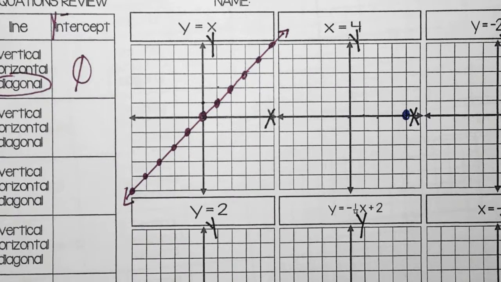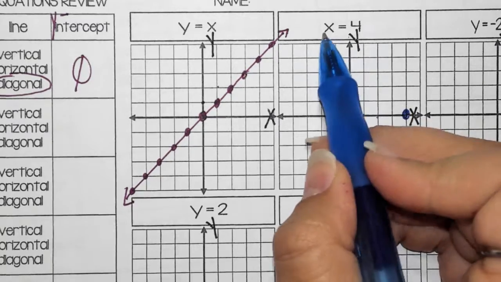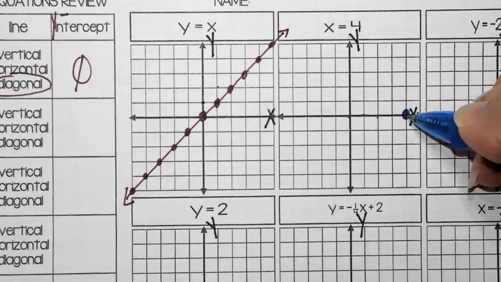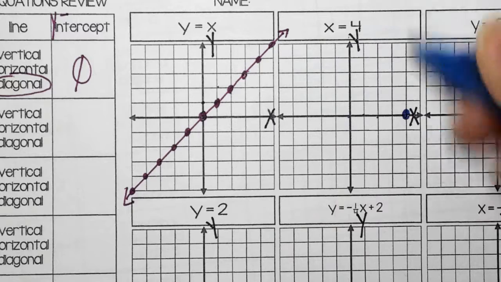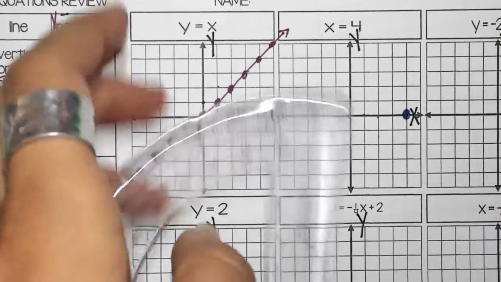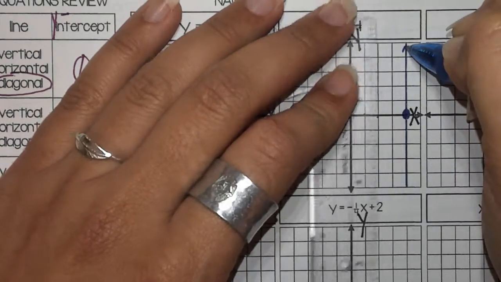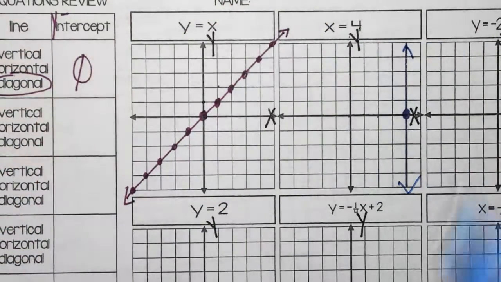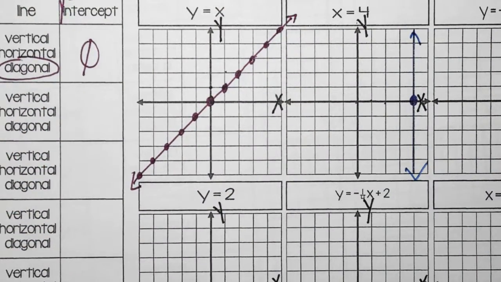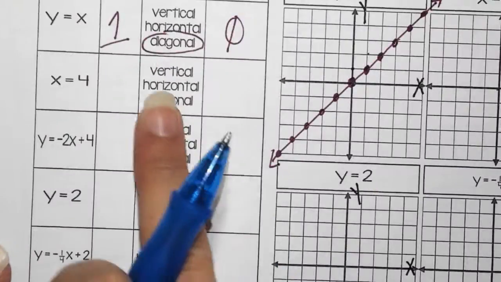Now, is it going to pass through the Y axis at all? No, because it doesn't have a Y in it. So does that mean that we're going to go diagonal, or are we going to go straight up and down? We're going to go straight up and down. Now, is that horizontal or is that vertical? That's vertical. So what should we circle over here?